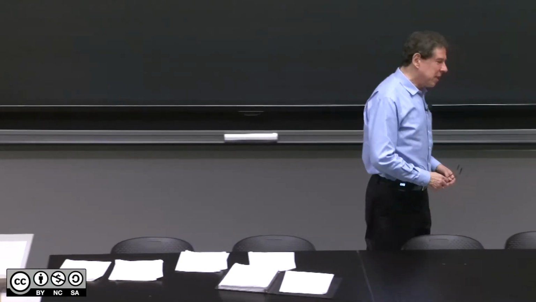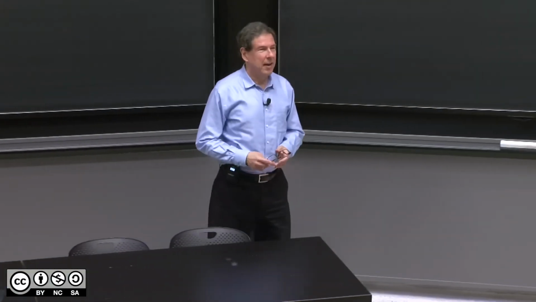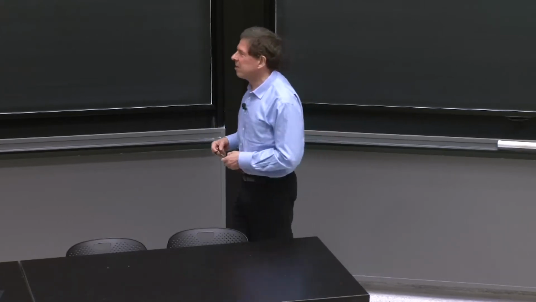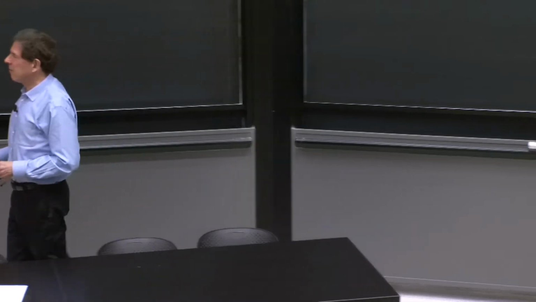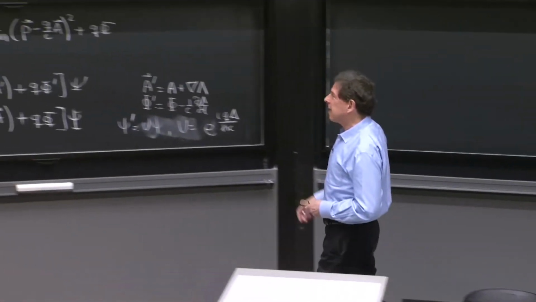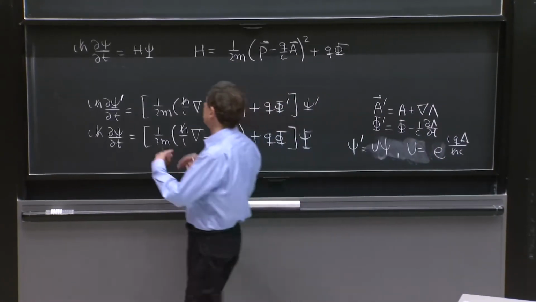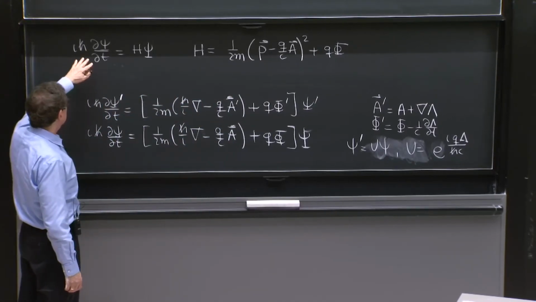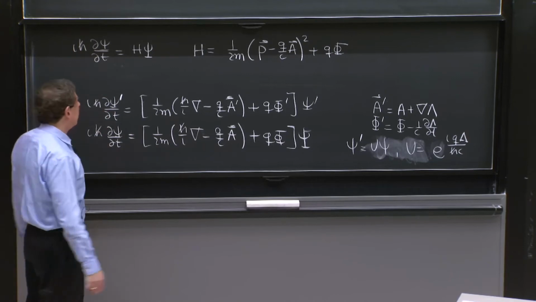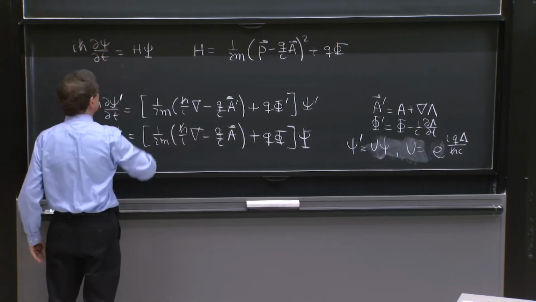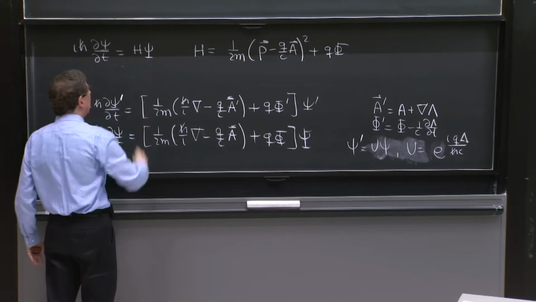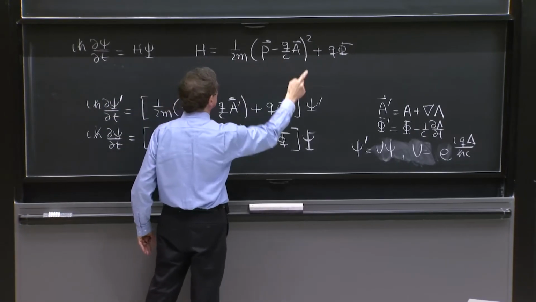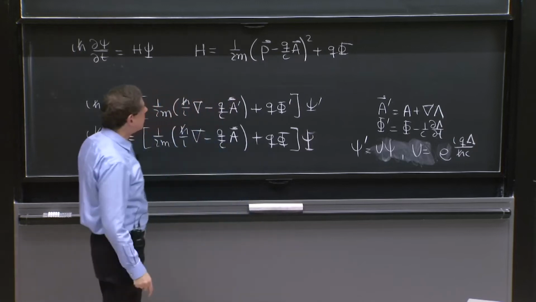So we continue today our study of electromagnetic fields and quantum mechanics and particles in those electromagnetic fields. Last time we described what we must do in order to couple a particle to an electromagnetic field. And the rule was at least simple. You get the Schrödinger equation, and the Hamiltonian is now changed into this form.